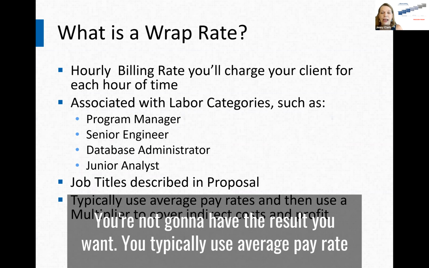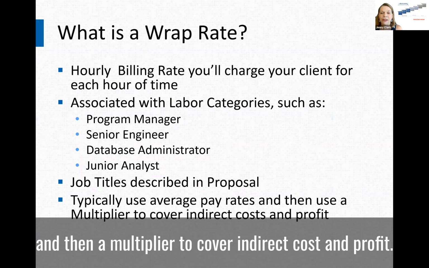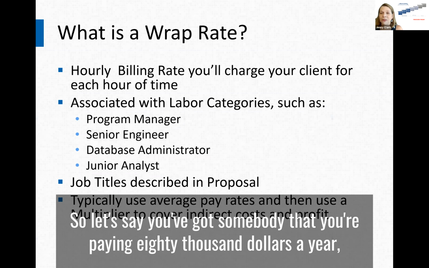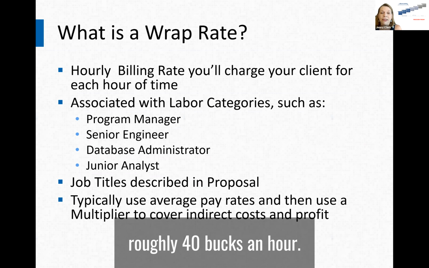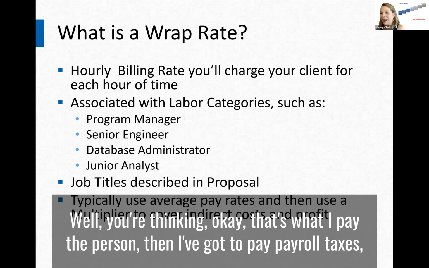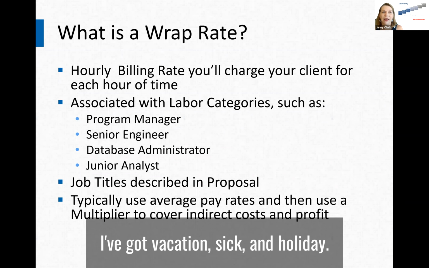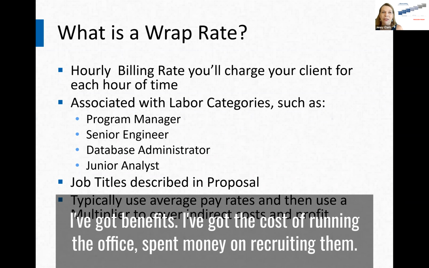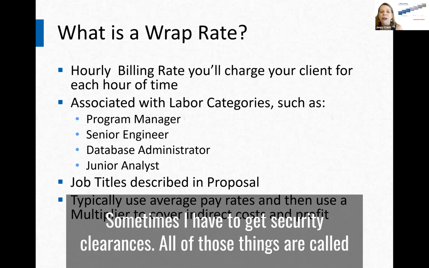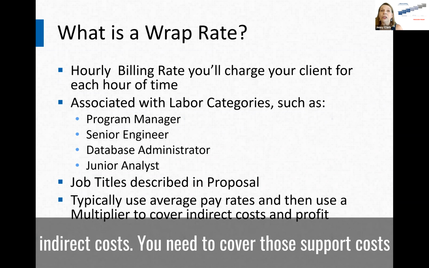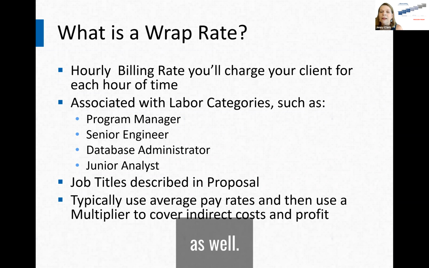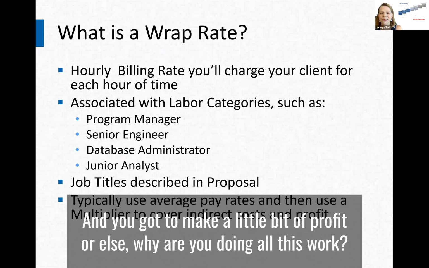You typically use average pay rates and then a multiplier to cover indirect cost and profit. So let's say you've got somebody that you're paying $80,000 a year, roughly $40 an hour. Well, you're thinking, okay, that's what I pay the person, but I've got to pay payroll taxes. I've got vacation, sick, and holiday. I've got benefits. I've got the cost of running the office, money spent on recruiting them. Sometimes I have to get security clearances. All of those things are called indirect costs. You need to cover those support costs as well. And you've got to make a little bit of profit, or else why are you doing all this work?